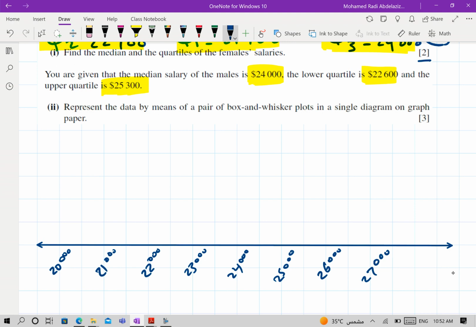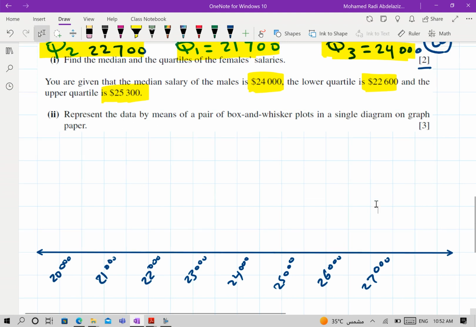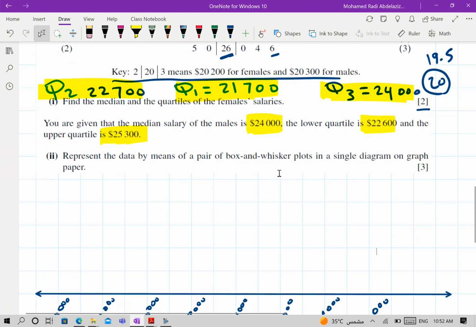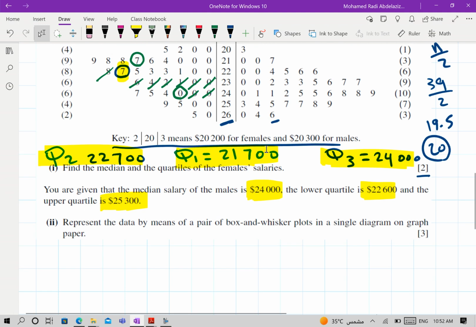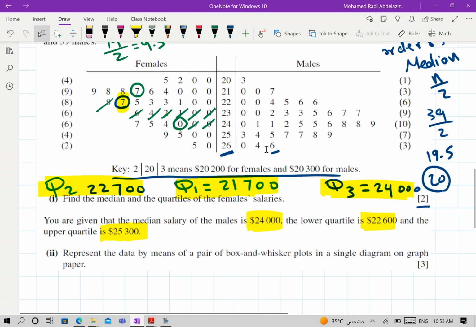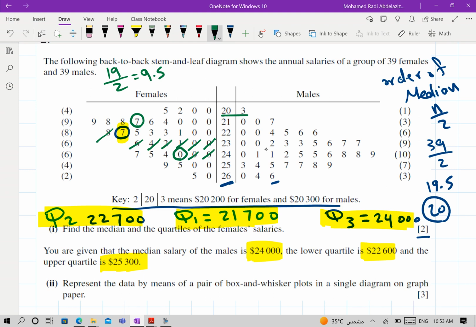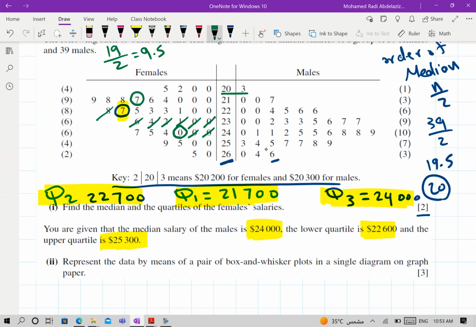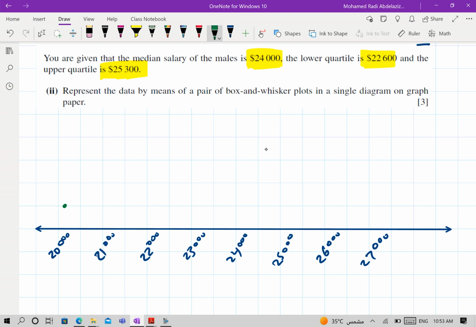Now, I will start with male. You can switch between male and female. For male, we have 5 values: minimum, lower, median, upper, maximum. The first value with male is 20,300. Let's say at this point. Then the highest, 26,600.